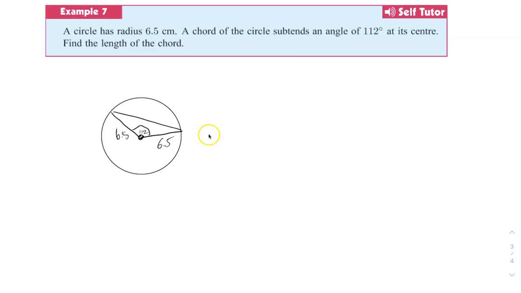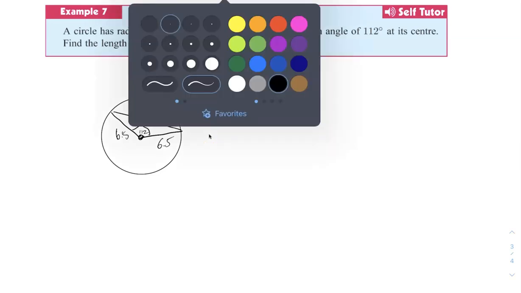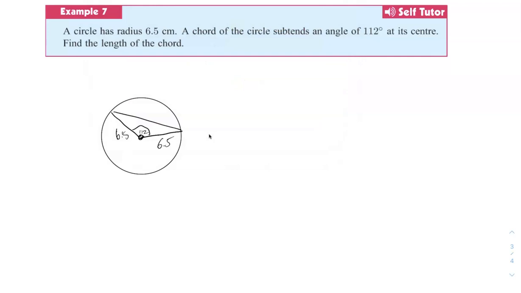Okay, so what we do next is cut this chord in half because we want a right angle. So we're going to cut it in half perfectly. Whatever this side is, that side is the same. So let's make that our x, because we want to find the length of the chord. This was 112, I cut it in half. So 112 divided by 2, which is 56.